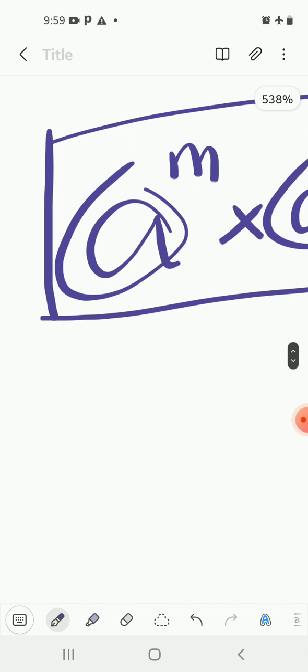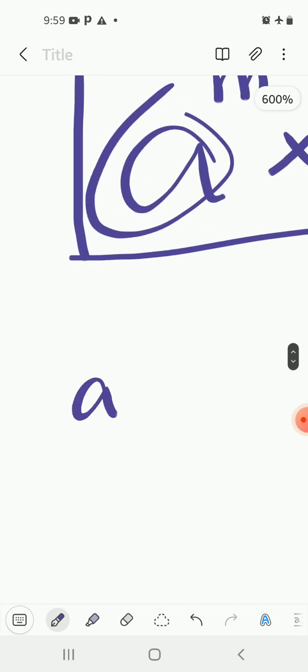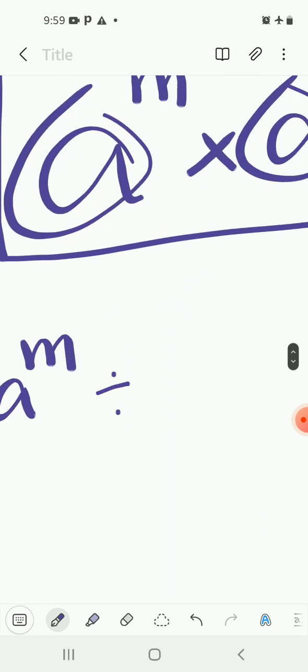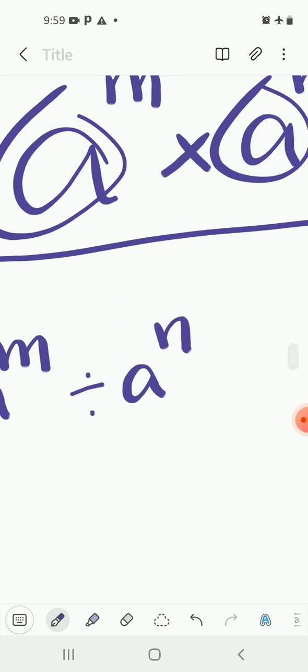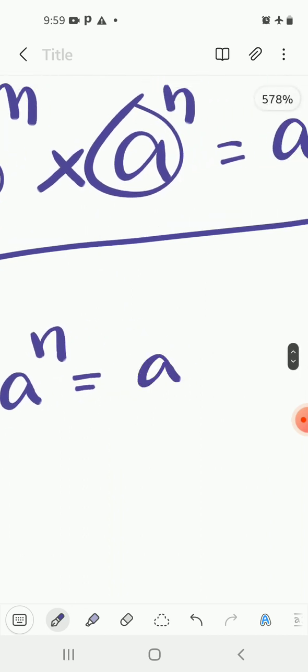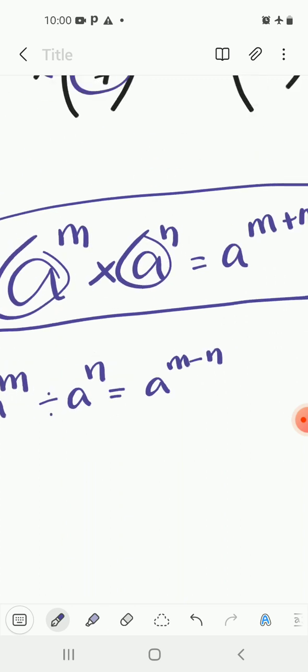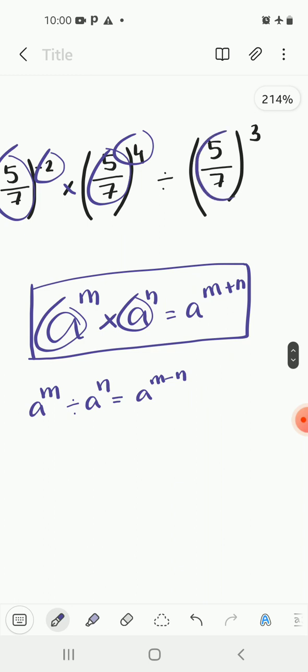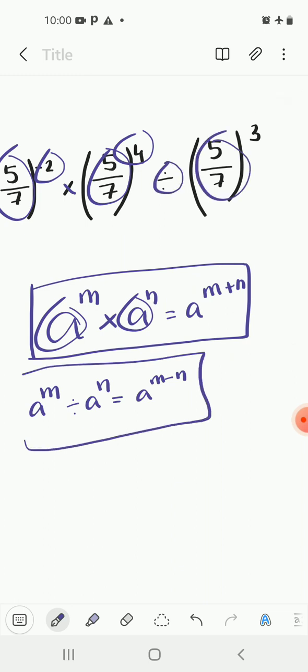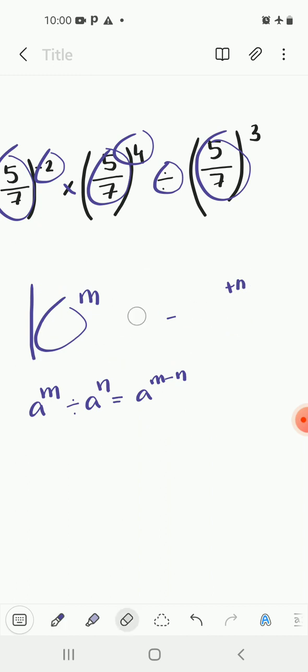There is another law which says a^m divided by a^n is equal to a^(m−n), which means if the base is the same and we have to divide, then we have to subtract the powers. You can see over here 5/7 and there is division. So we will apply these two laws to solve this particular sum. Let's do it.